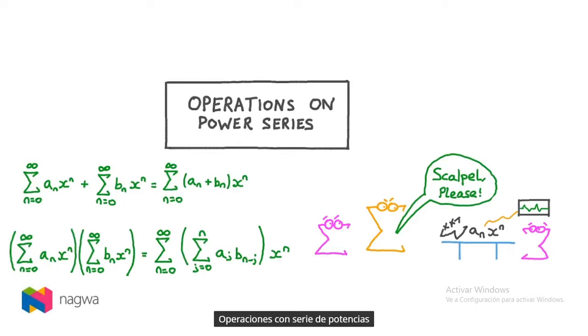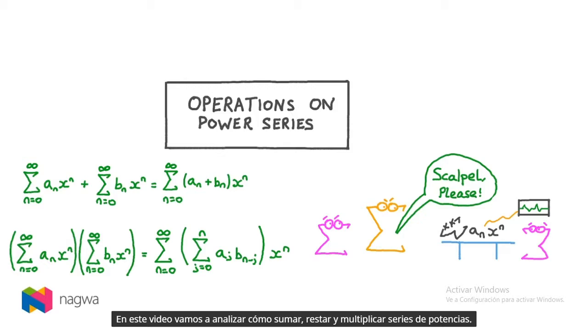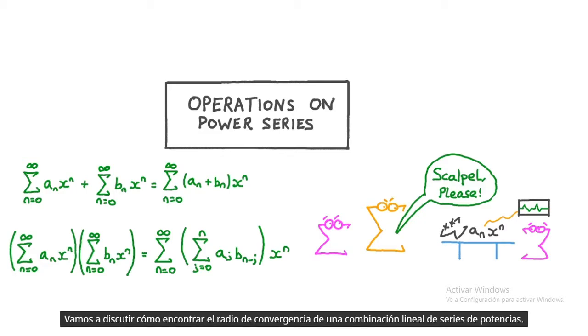Operations on power series. In this video we're going to discuss the various different types of power series which can arise from adding, subtracting and multiplying two power series. We'll discuss finding the radius of convergence of a linear combination of power series. We'll also discuss how to find a power series representation of a function as a combination of power series. Finally, we'll discuss what happens when we multiply two power series together.